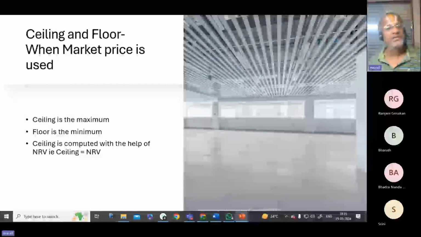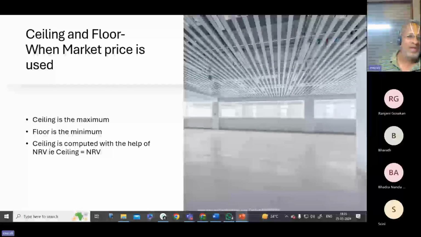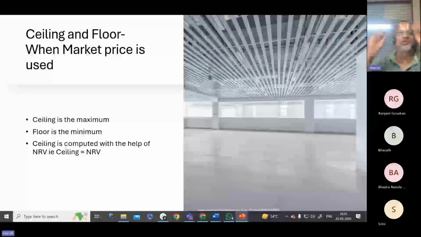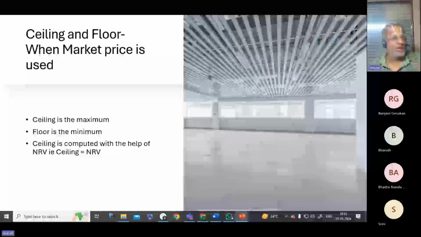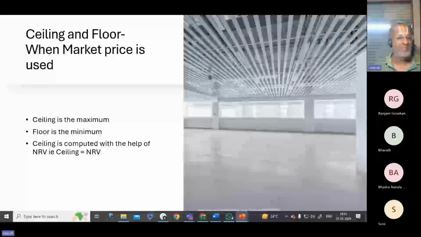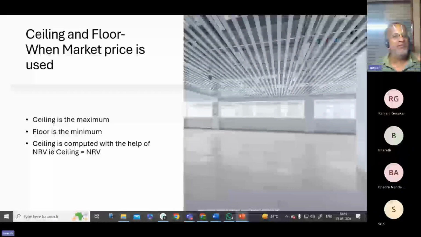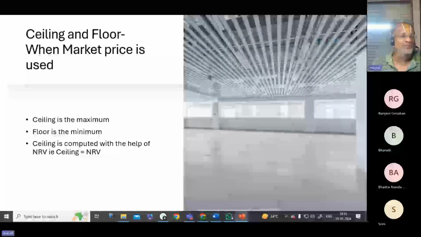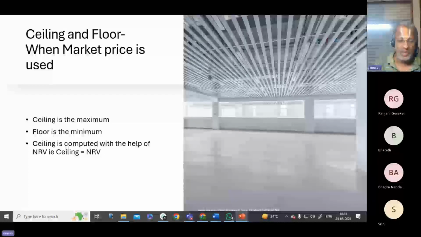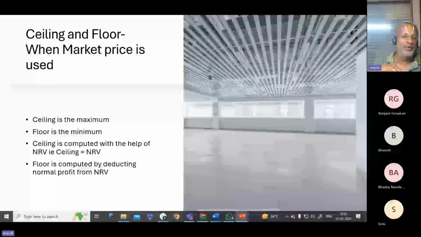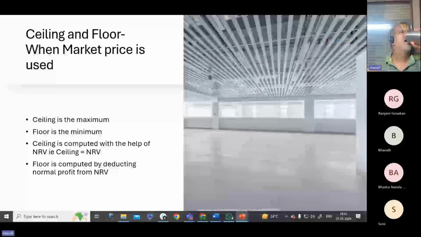What is that? Ceiling is computed with the help of NRV. That is, ceiling is equal to NRV. So whatever computation that you do for NRV, that NRV and ceiling are one and the same, right? Then ceiling itself, NRV, would mean your NRV is the highest value. Then what is the floor value? Floor is computed by deducting normal profit from NRV.